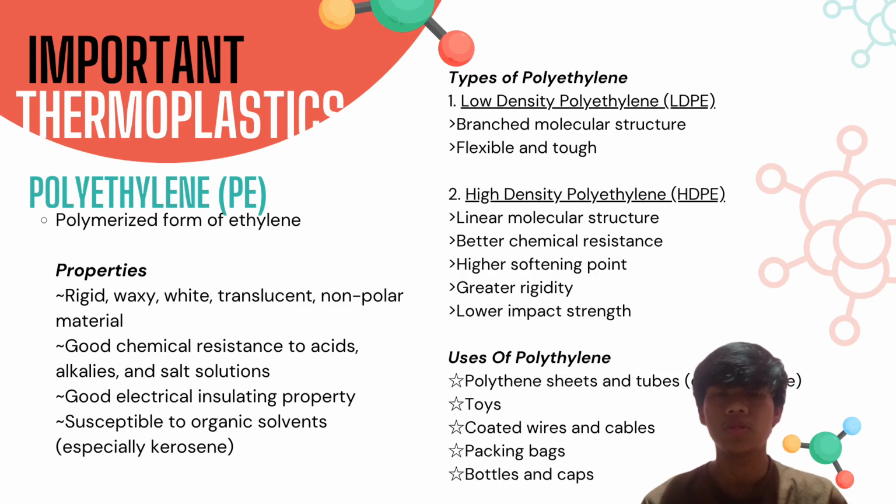So here are some uses of polyethylene. Polyethylene sheets and tubes for domestic use, toys, coated wires and cables, as mentioned earlier, it is good as an insulator for electricity, packaging bags, bottles, and caps.